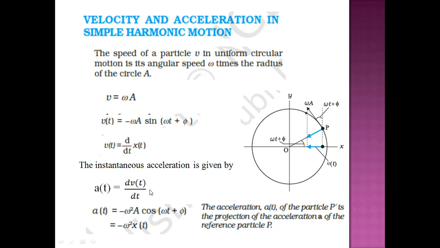And if you differentiate the expression for v(t) with respect to time, you get acceleration equal to minus omega squared A cos(omega t plus phi). But A cos(omega t plus phi) is x(t). The t in brackets indicates that x is a function of time. So minus omega squared into x(t). So velocity and acceleration have negative signs showing that they are opposite in direction to displacement.